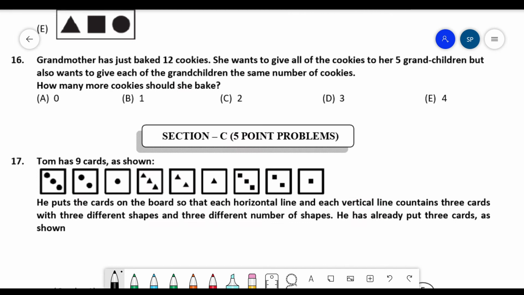16. Grandmother has just baked 12 cookies. She wants to give all of the cookies to her 5 grandchildren, but also wants to give each of the grandchildren the same number of cookies. How many more cookies should she bake?